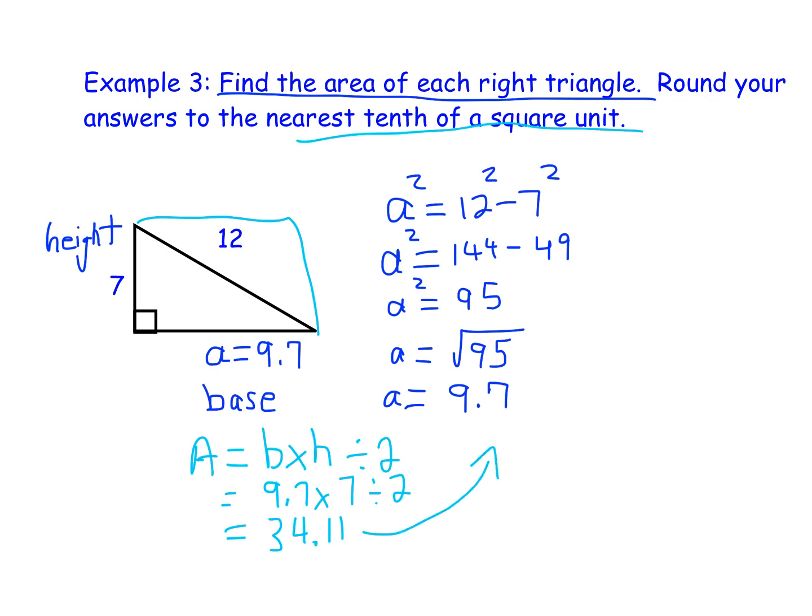And so it says to the nearest tenth of a square unit. Tenth means 1 decimal place, so we're going to take that to 34.1, and then we're going to put units squared because they didn't tell us if it was centimeters or inches or meters or anything else. So we just put units squared there, and that takes care of that requirement.